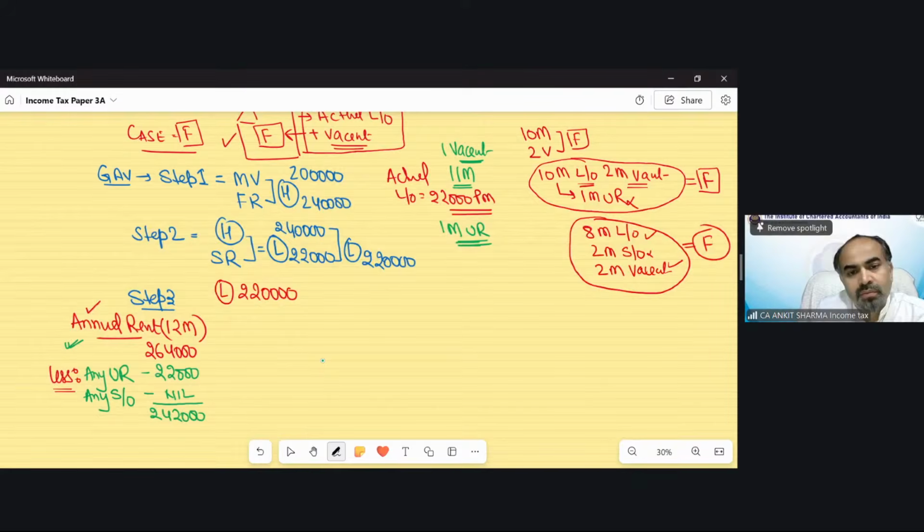2,42,000. Now this is going to be compared with the lower value. So what is the difference? The difference is you need to take the annual rent and reduce any unrealized rent if there is in the question. If there is any self-occupied duration, you need to reduce that also. And after reducing the rent for self-occupied duration and unrealized rent, the value you find out is going to be compared with this expected rent or lower value we get. Understood?